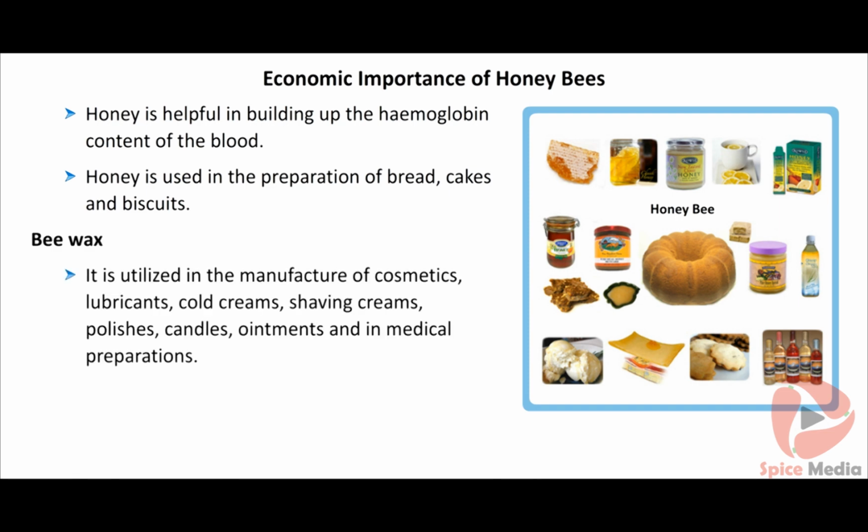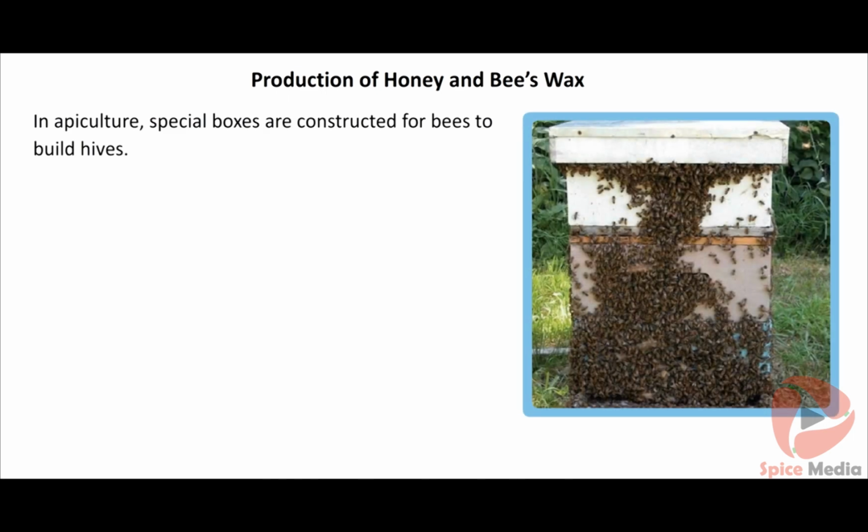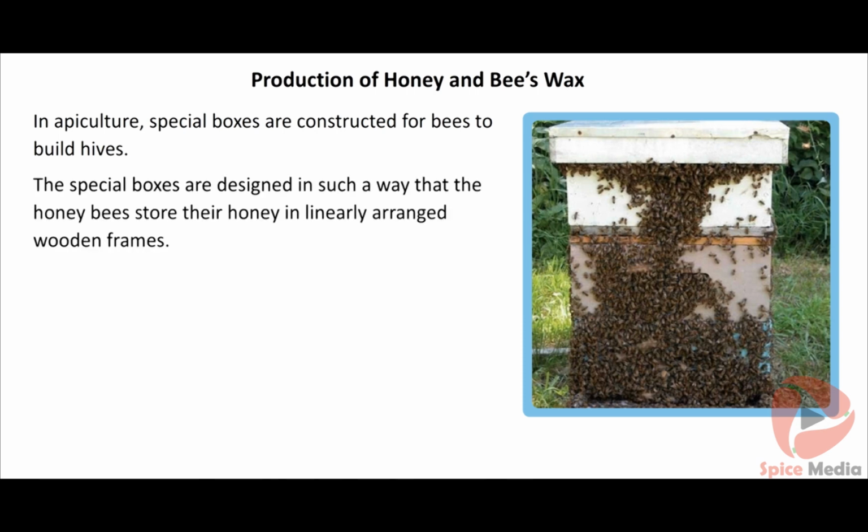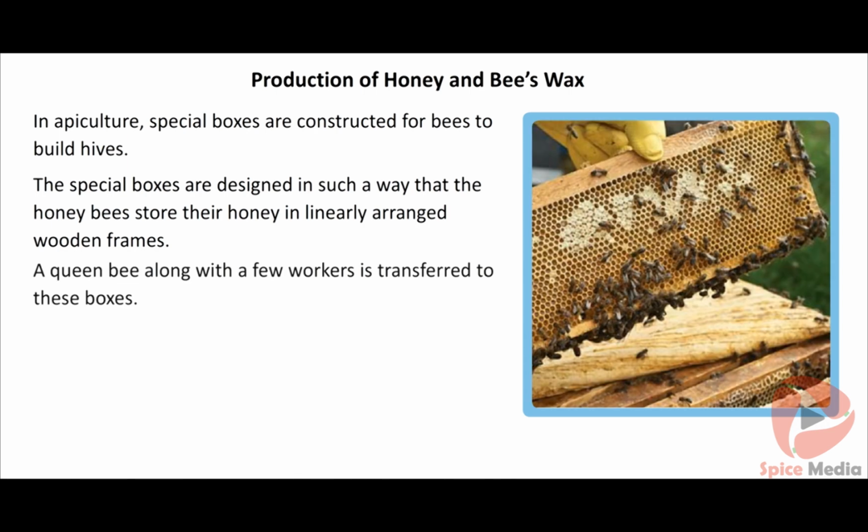Bee wax. It is utilized in the manufacture of cosmetics, lubricants, cold creams, shaving creams, polishes, candles, ointment, and in medical preparations. Production of honey and bees' wax. In apiculture, special boxes are constructed for bees to build hives. The special boxes are designed in such a way that the honey bees store their honey in linearly arranged wooden frames. A queen bee along with a few workers is transferred to these boxes.